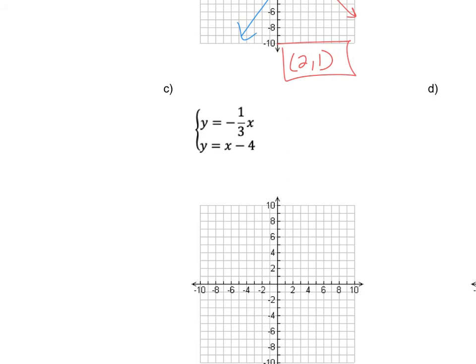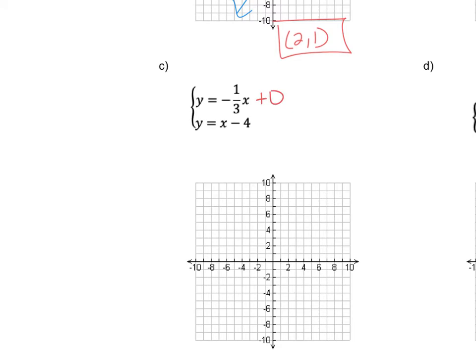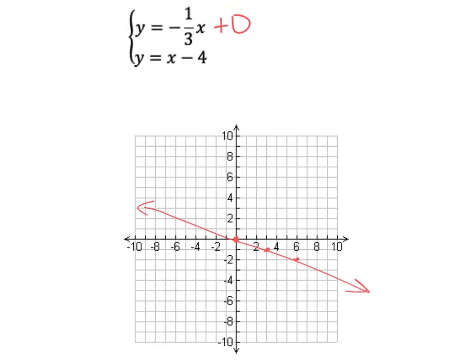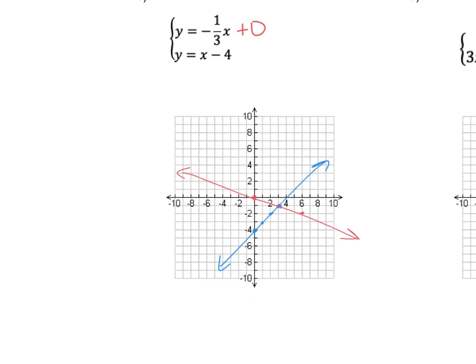Okay, let's graph this one. I have 0, remember, because this is like +0. So your y-intercept is (0, 0). And then the slope is -1/3, so down 1 over 3. Okay, and then the next one, your y-intercept is -4. Then it's +1, so up 1 over 1. So it looks like those lines intersect at the point (3, 1).